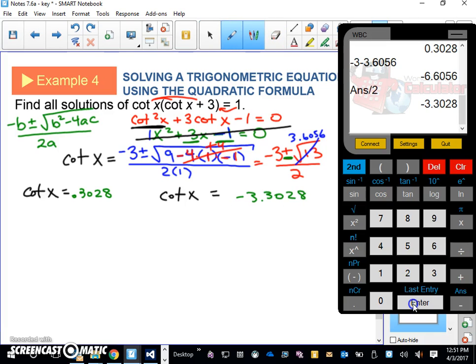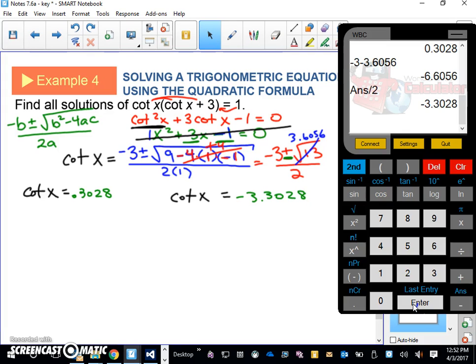Cotangent x equals each of those two numbers. We still have one more step. We still have to do the trig step. And I want to isolate this variable. I can isolate this variable by doing an inverse cotangent. I can take an inverse cotangent of both sides. And that would be awesome if my calculator had an inverse cotangent button on it.